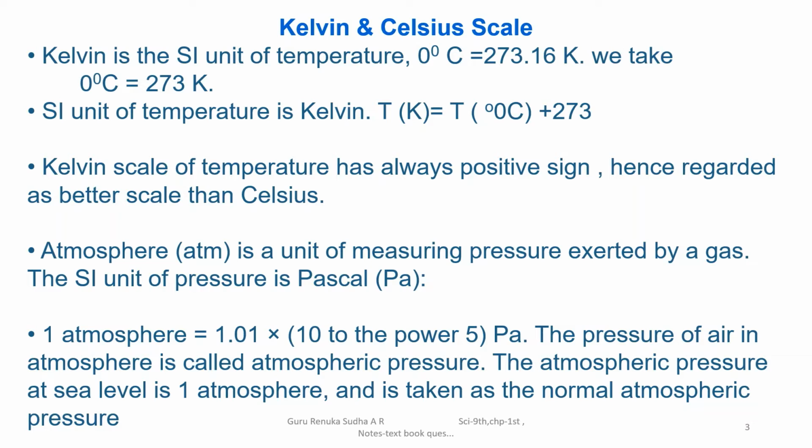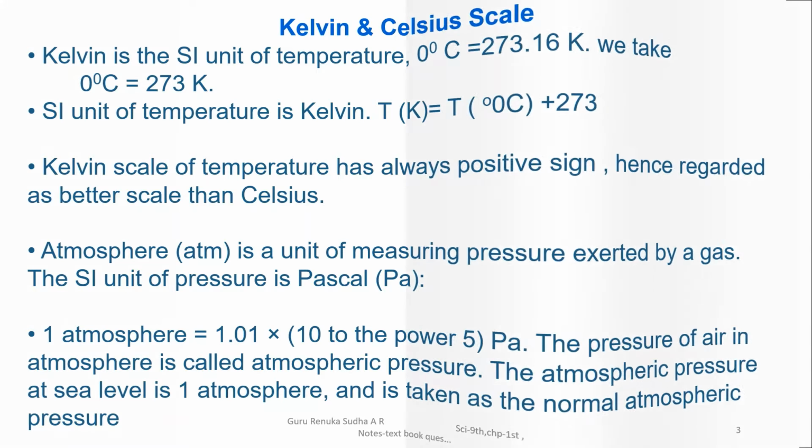And also we have to recall what is atmosphere, and one atmosphere is equal to how many Pascal, that you can observe here. One atmosphere is equal to 1.01 into 10 to the power of 5 Pascal. So what is atmospheric pressure? For that also you will get the definition here. The pressure of air in the atmosphere is called atmospheric pressure. These are the things we have to recall in order to answer this first chapter's exercise questions.